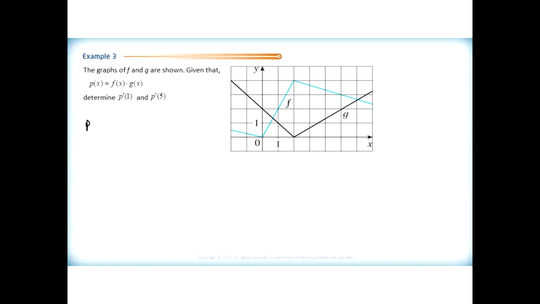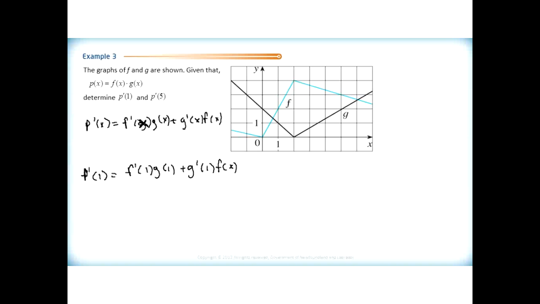So we should know right away that p prime will have to be f prime of x times g of x plus g prime of x times f of x, right out. And so therefore p prime 1 we can evaluate, and we're going to have to use our graph to help us out with this, because we'll need to know what's f prime of 1 times g of 1, and then we want g prime of 1 times f of 1.